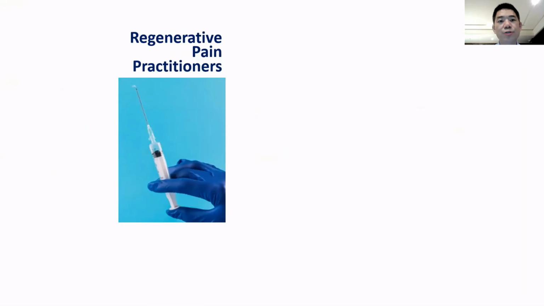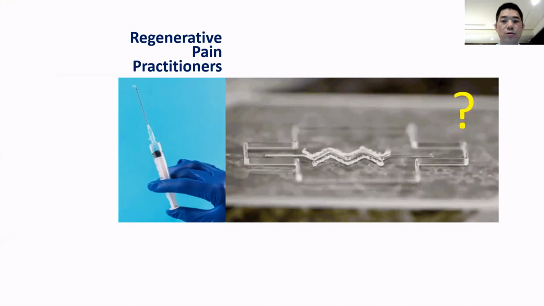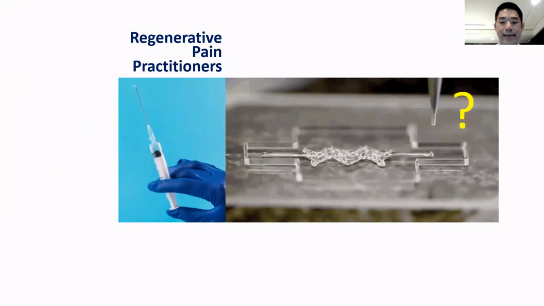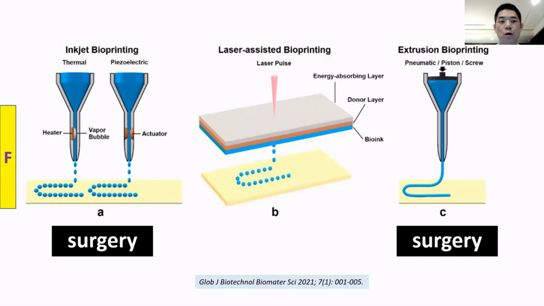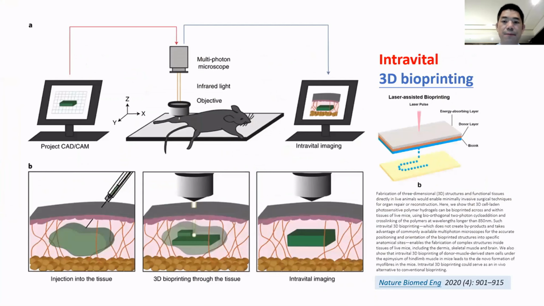So as regenerative pain practitioners, we inject things, but how can we do 3D printing with our already known techniques? Well, there are three types of bioprinting currently, namely inkjet bioprinting, laser-assisted bioprinting, and extrusion bioprinting. And these two are mostly done in surgery, so that's not our topic. But how about this laser-assisted bioprinting?